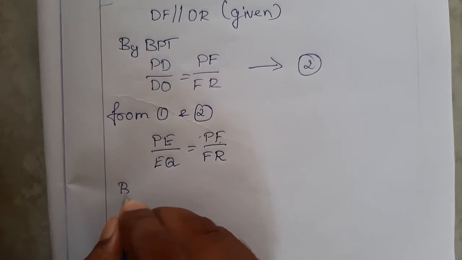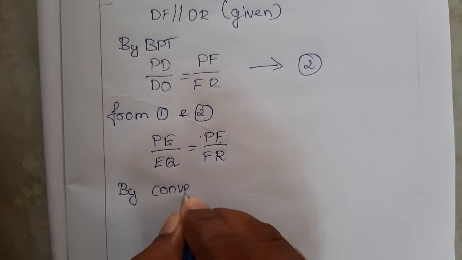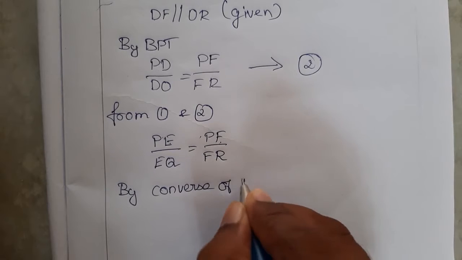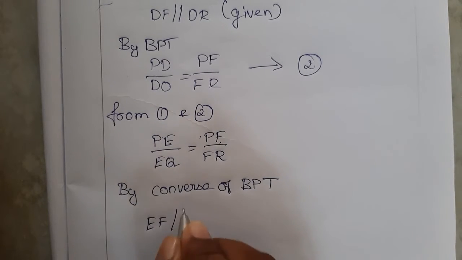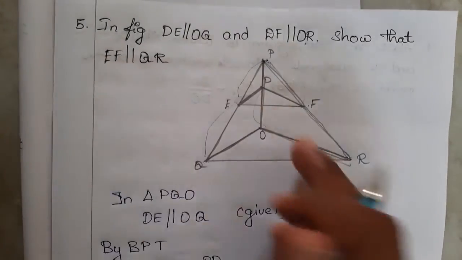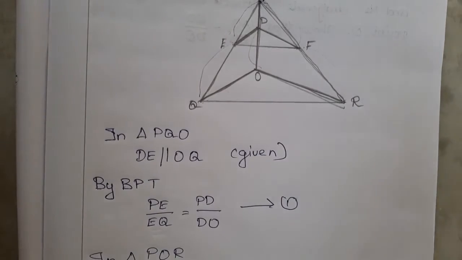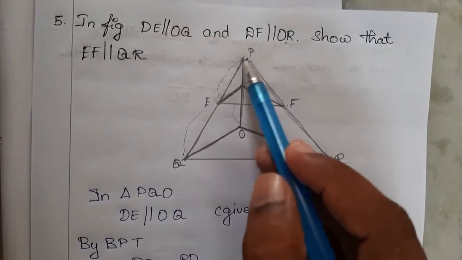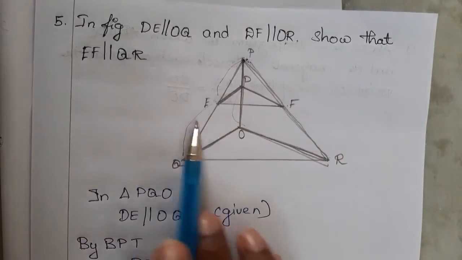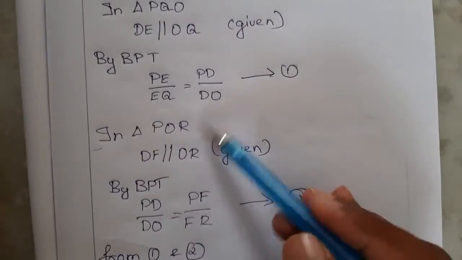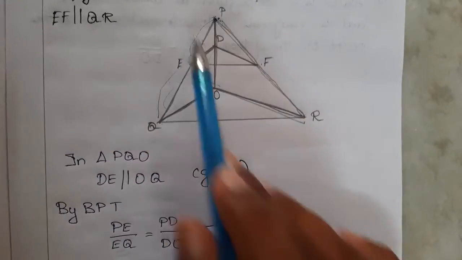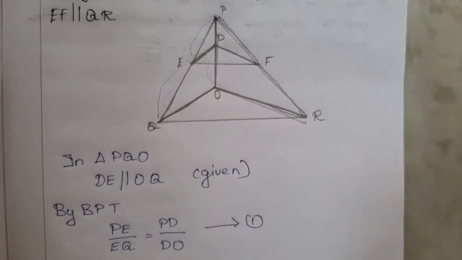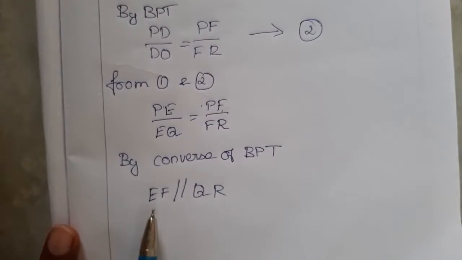So by the converse of BPT, EF is parallel to QR. That is what we have to prove, right? So the first thing is the parallel is given. We have proven the sides are in the ratios, and after comparing those sides' ratio, we get in the triangle PQR, EF is parallel to QR. Finally we get it by the converse of BPT.